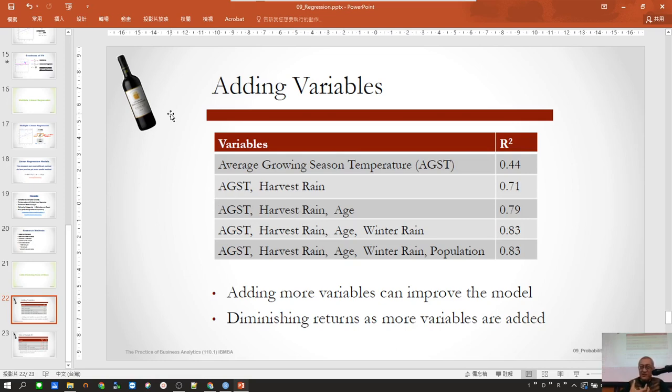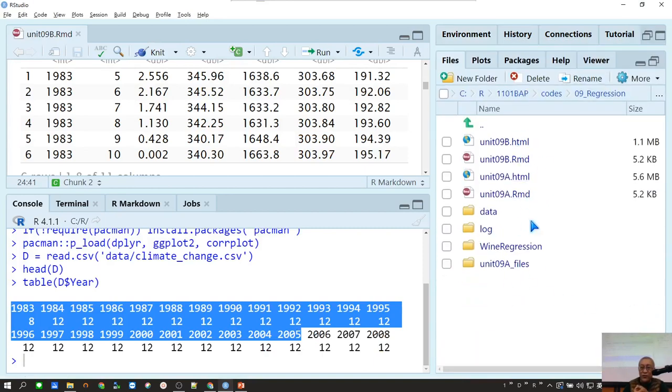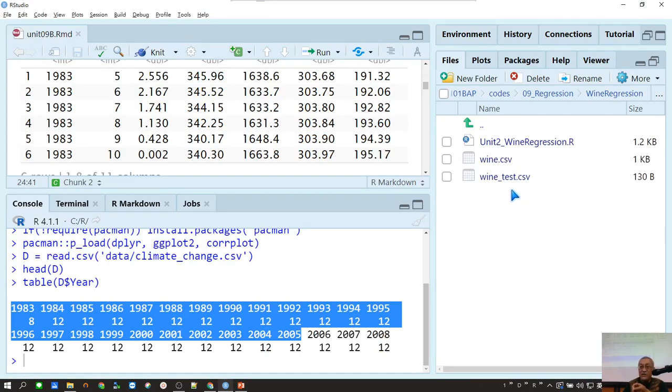You can see that there is a data set. In this week's folder, I already gave you a folder called wine regression. You see that? And here are actually two data sets. This is the training data for wine, and this is the testing data for wine.